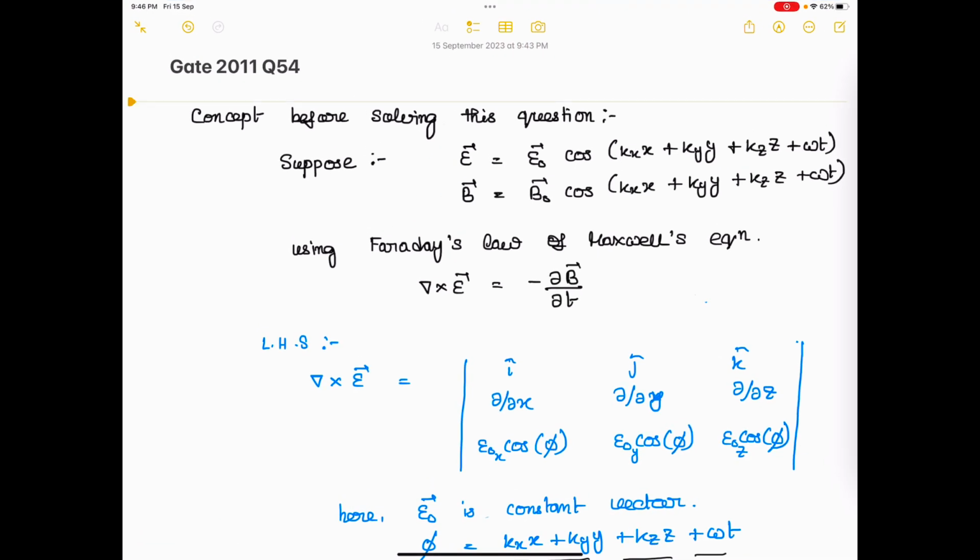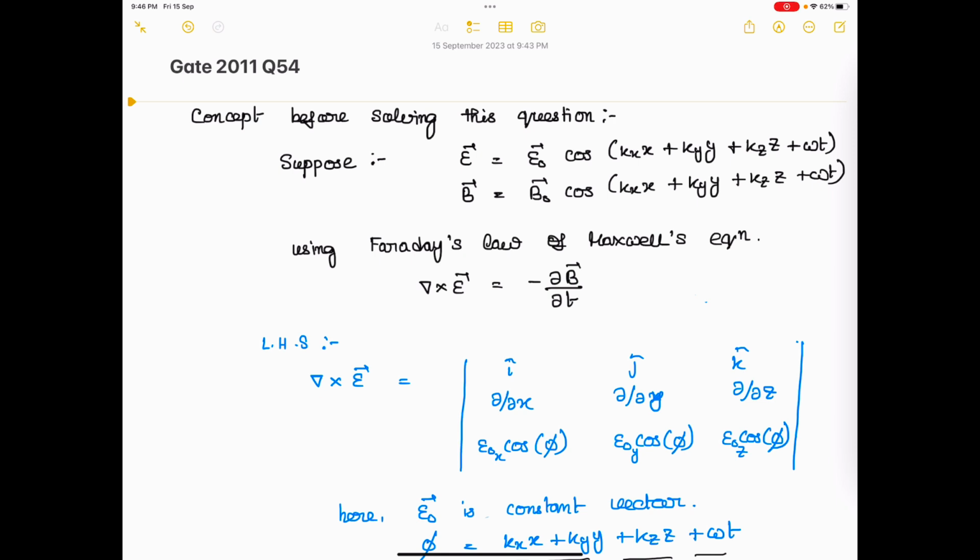So here we suppose that E is equal to E naught cos of (kx x plus ky y plus kz z) plus omega t. Instead of minus omega t, we are taking it as plus omega t. The only difference between minus omega t and plus omega t is that one moves in a positive direction, another moves in a negative direction. Since here x, y, z all three are possible, it can be three-dimensional. At any particular direction the propagation can occur, but in the negative direction.